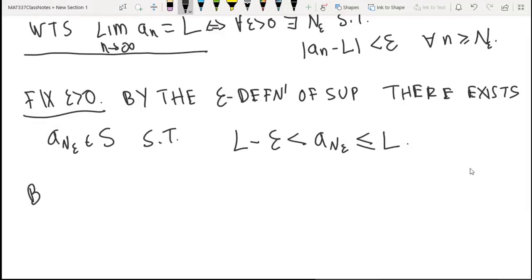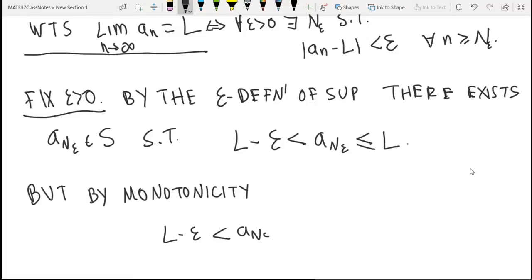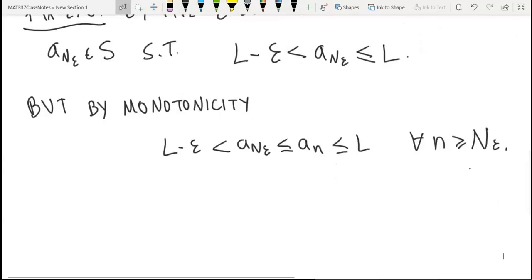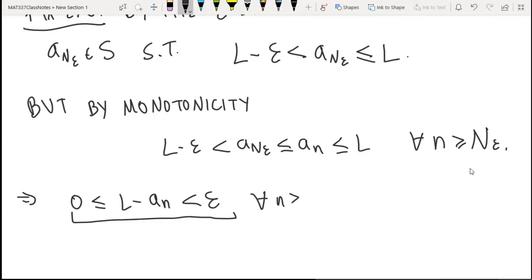Right, but we have monotonicity. By monotonicity, this is the same as L minus epsilon is less than a_{N_epsilon}, which is less than a_n, which is less than L, for all n bigger than N_epsilon. And that's it. So we showed the following: L minus a_n is less than epsilon for all n bigger than N_epsilon, which is just the limit definition.